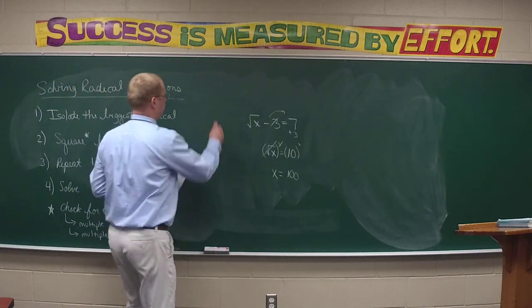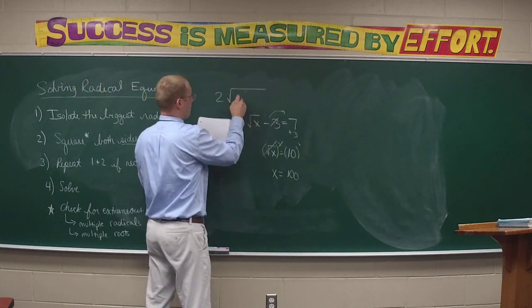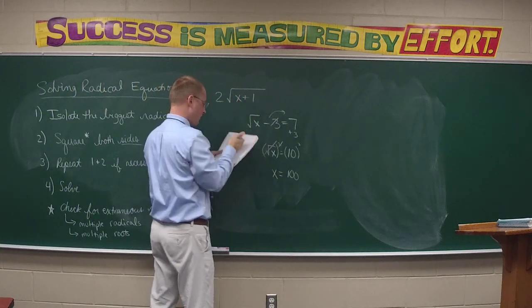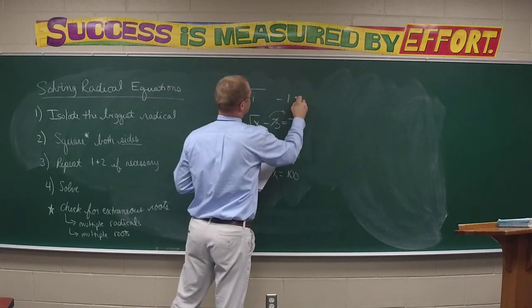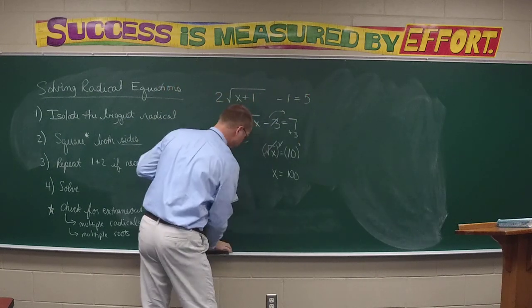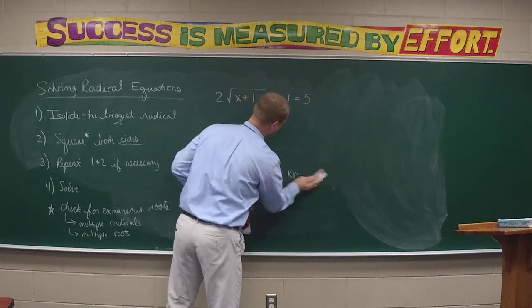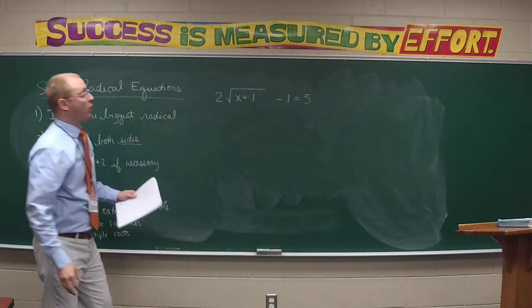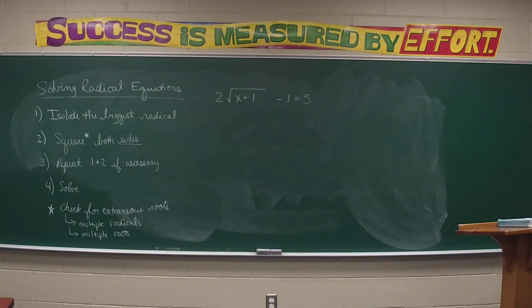Write this down if you would. 2 times the square root of x plus 1 minus 1 is equal to 5. This is an equation because, class, it has an equal sign. It's a radical equation because not only does it have an equal sign, it also has a radical. Therefore, I call it a radical equation.